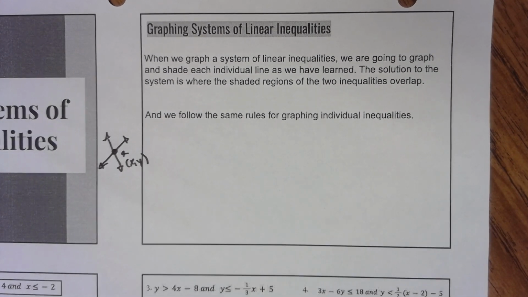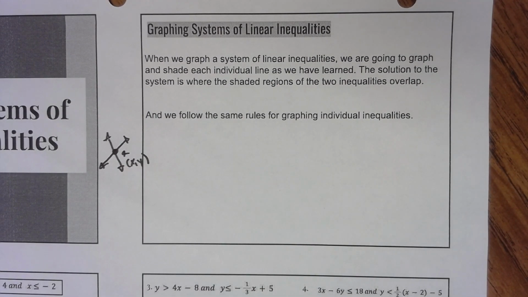And so most linear systems of equations only had one solution. We also looked at lines that were parallel where we had no solution. We also looked at lines that were the same and intersected infinitely many times and had infinitely many solutions. When we start to graph systems of inequalities, remember that we have that shading involved. So already there's a lot of solutions.